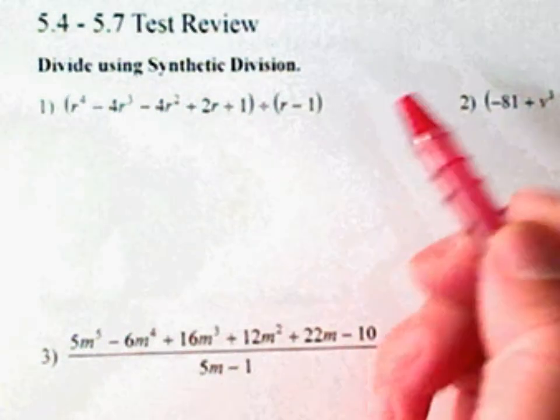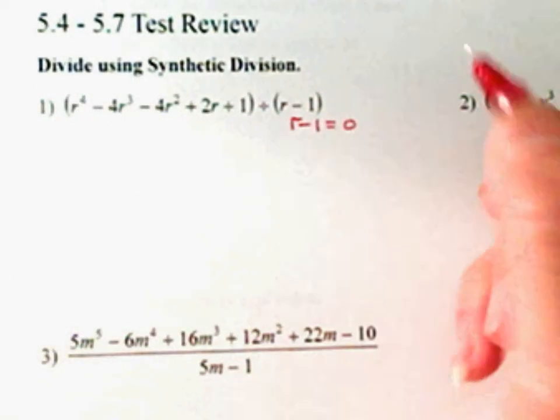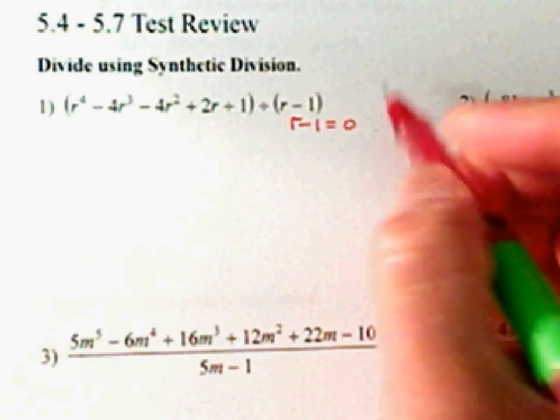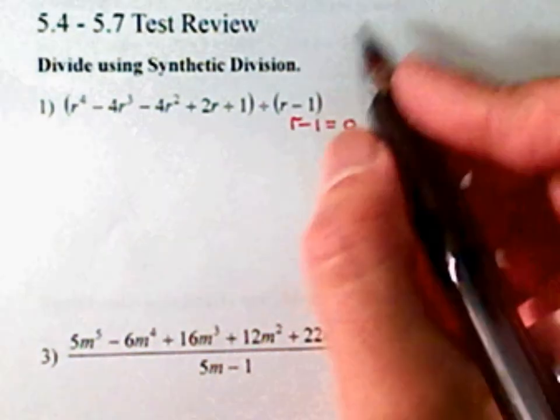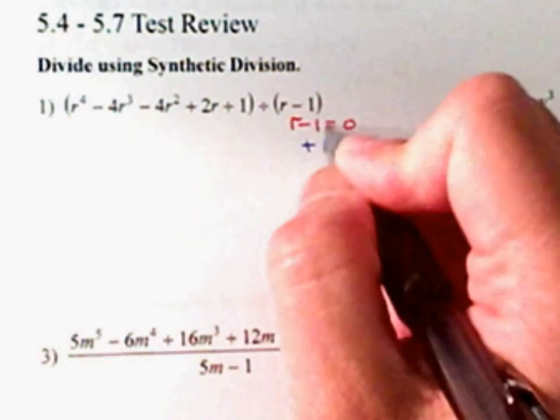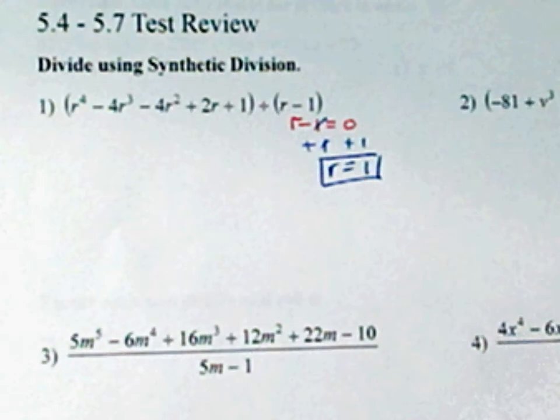So first of all, let's go ahead and solve for this one by setting it equal to 0. That's where you're going to cross the x-axis. To solve, you would add 1 to both sides. So r will equal 1. That will be your divisor.